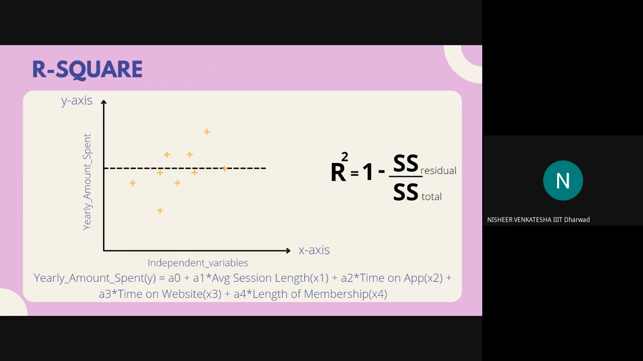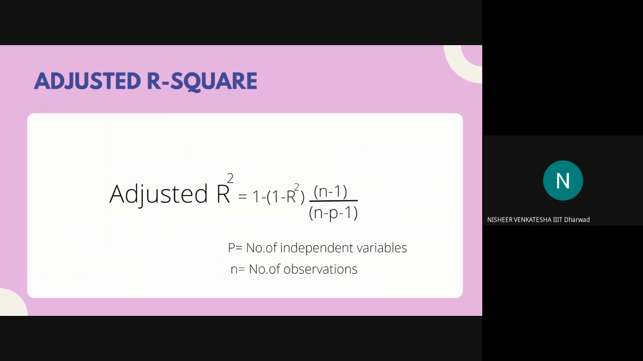So if the R square value is closer to 1 or is equal to 1, then the model accuracy will be very good. But if the R square value is closer to 0, then the model accuracy is bad. We can use the R square method only for simple linear regression.